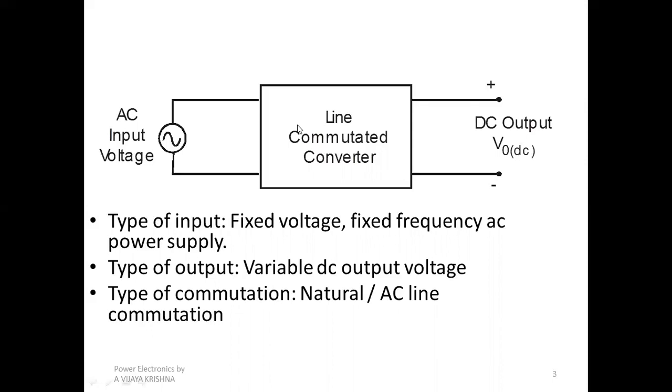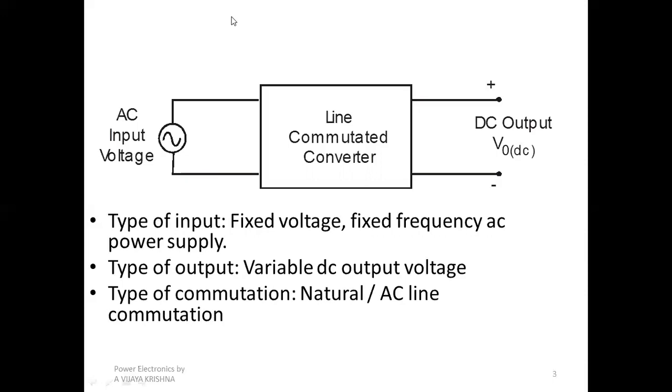For the line commutated converter, also called natural commutation, whenever the AC supply is given with a sinusoidal waveform, it goes from the positive half cycle towards zero, and again comes to the negative half cycle. Again, it goes towards the zero crossing. At this moment, the switch turns off. That is nothing but the line commutation.